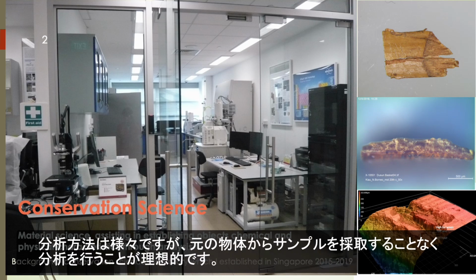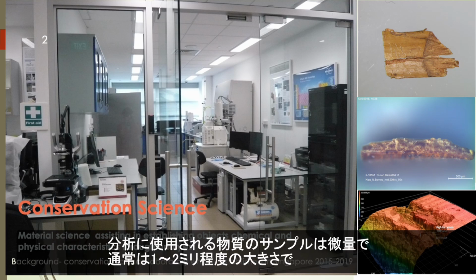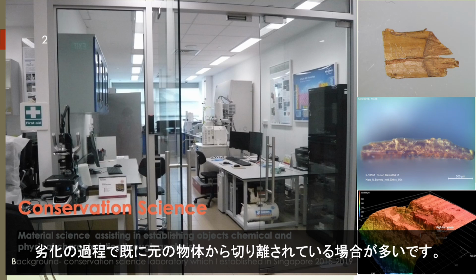Analytical methods involve use of different instruments, and ideally, the analysis should be carried out without the need of extracting samples from original objects. If samples are used in analysis, they are usually very small, typically around 1 to 2 millimeters large, and often the samples already came from materials separated from the original object.